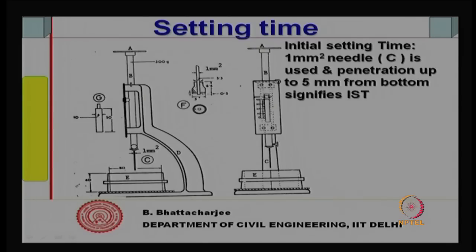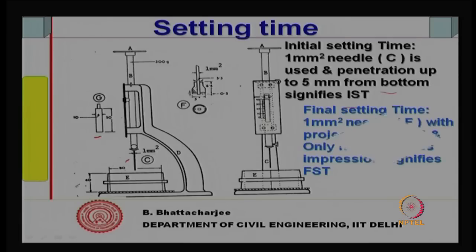Initial setting time is measured with a 1 millimeter square needle, and penetration up to 5 millimeter from the bottom signifies initial setting time. So, the needle has changed. Standard consistency uses this needle, initial setting time this needle, and final setting time we use this needle, a 1 millimeter square needle with a small 0.3 millimeter projection.